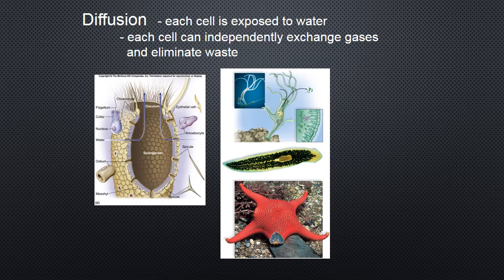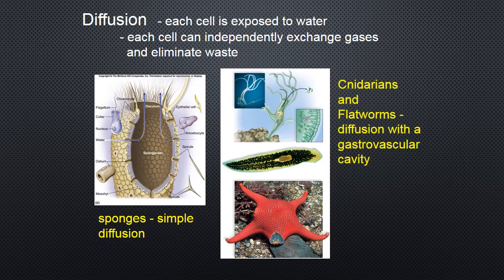Okay, so let's talk about diffusion. This means each cell is exposed to water, or at least is close to it, and then each cell can independently exchange those gases and eliminate waste directly with the water. And we see those in the sponges. Remember, we said they were probably only like 2 to 3 layers thick. We also see it in the cnidarians and the flatworm.